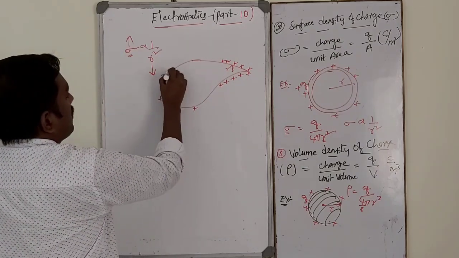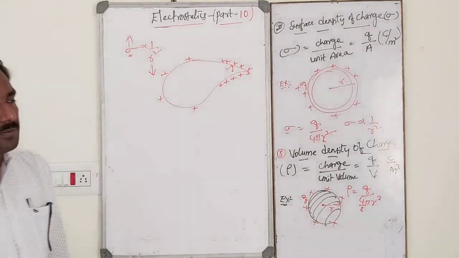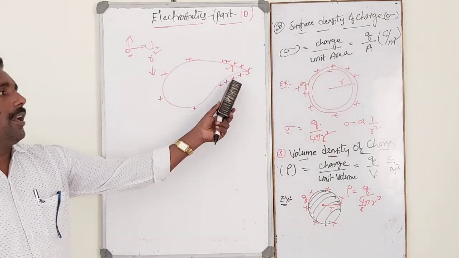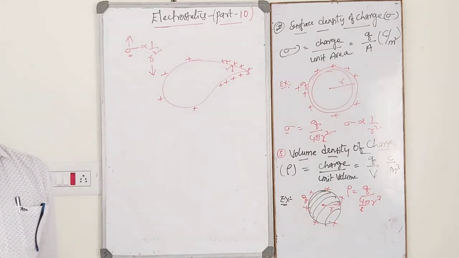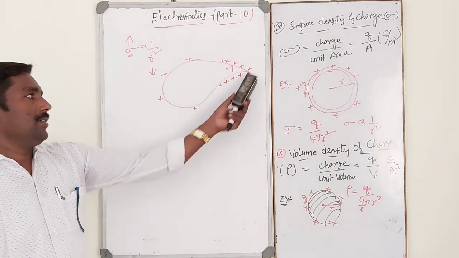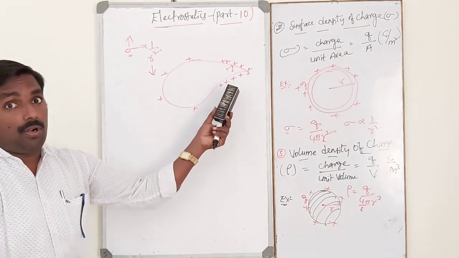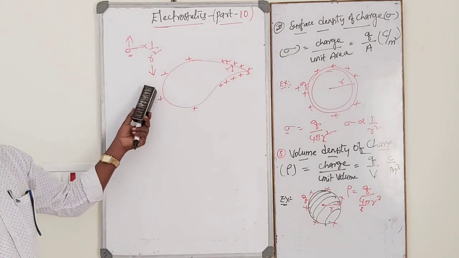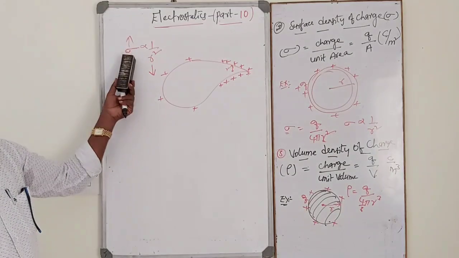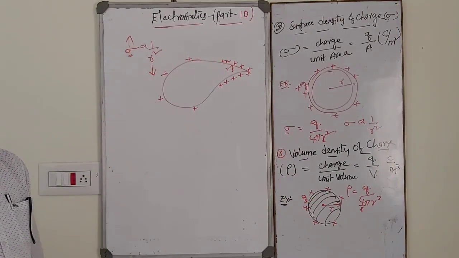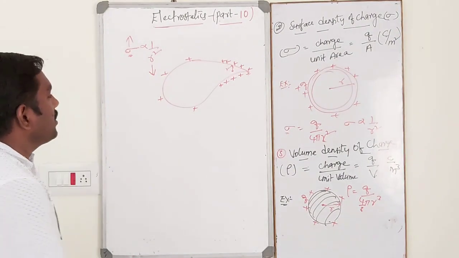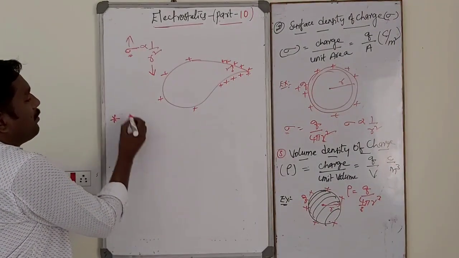Like this. At corner ends, sharp corner ends, more charges will be accumulated. More charges will be present. More charges will be stored. Like this. So radius of curvature decreases, surface charge density increases. See, please remember it. Very most important one.